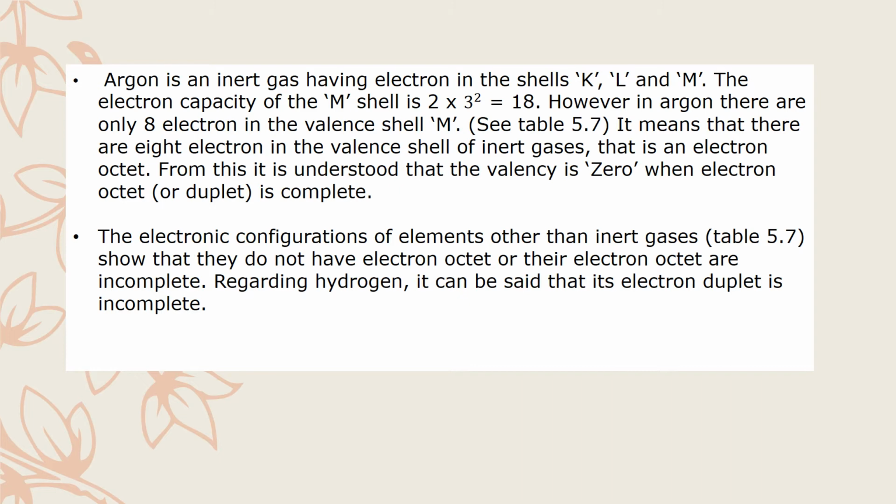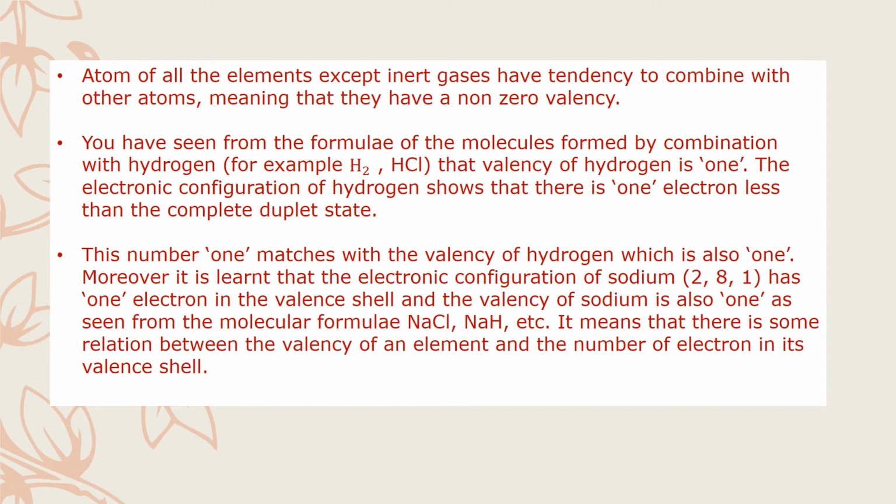The electronic configuration of elements other than inert gases shows that they do not have an electron octet, or their electron octet is incomplete. Regarding hydrogen, it can be said that its electron duplet is incomplete because hydrogen contains only one electron in the valence shell, that is in the K shell. Now, atoms of all elements except inert gases have a tendency to combine with other atoms, meaning they have a non-zero valency.